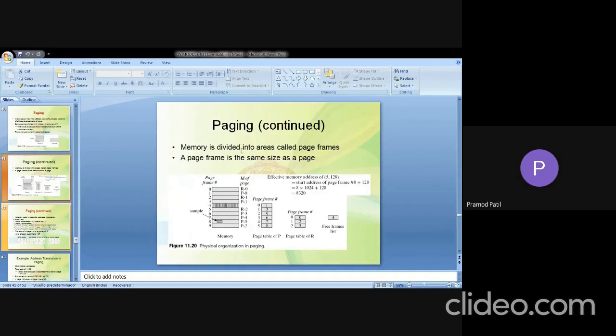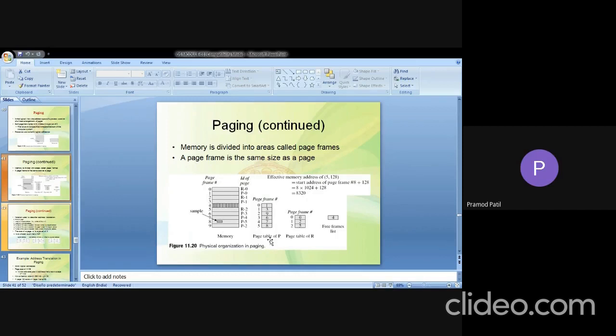Memory is divided into areas called page frames. So each page has a page frame, and the page frame consists of the data. Here you can see a page frame is the same size as the page, so the size is going to remain the same. So this is the memory.